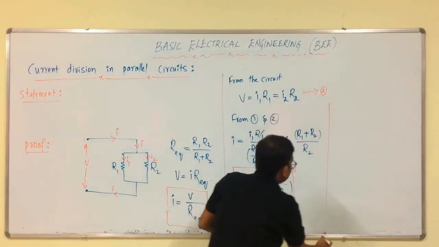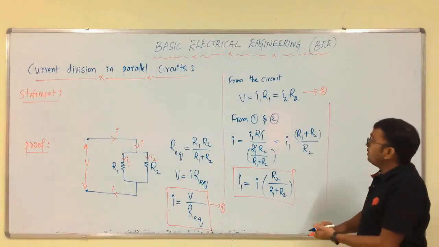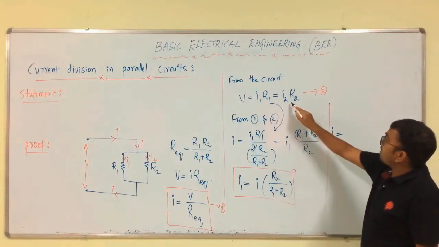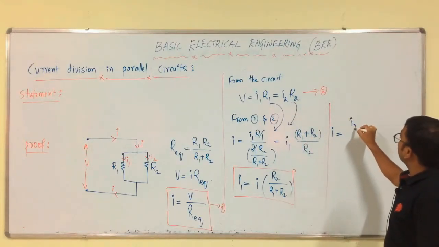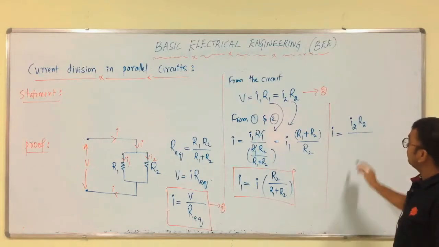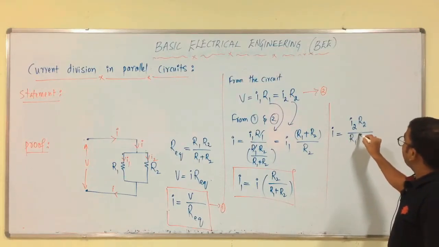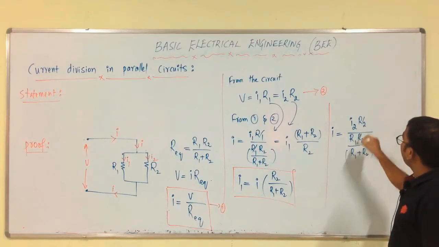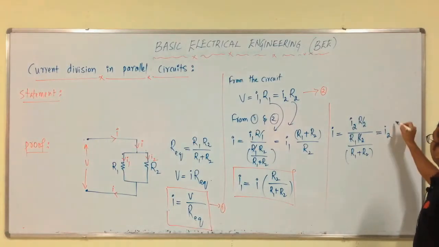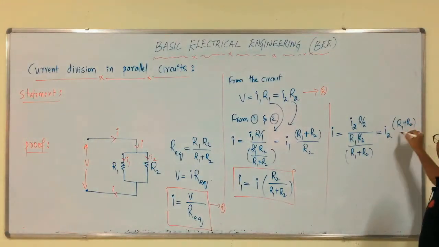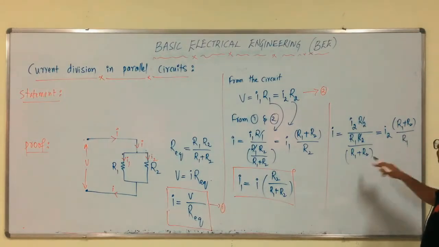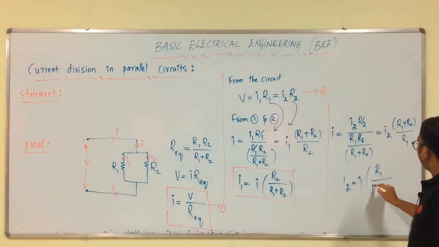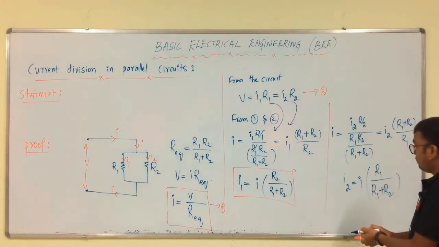Like this, again I is equal to, previously with I1 R1, now it is time for I2 R2. That is V is equal to I2 into R2 by R equivalent, which is R1 R2 by R1 plus R2. R2 cancels, which is equal to I2 into R1 plus R2 by R1. From this I2 is equal to I into R1 by R1 plus R2.